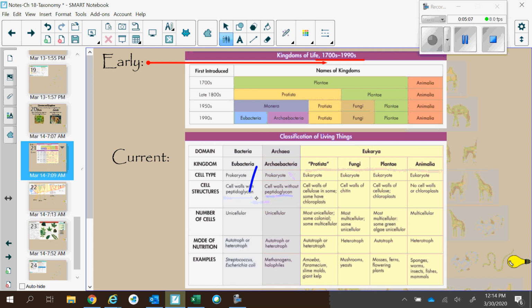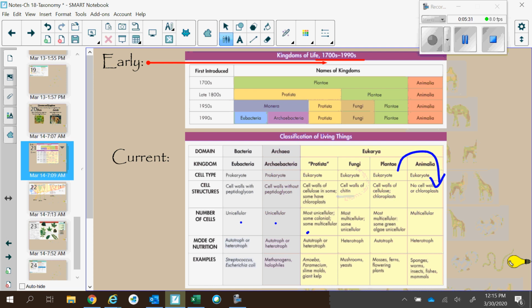Cell structures, what you're going to find in eukaryotes: cellulose is going to be found in plants and some protists. Animals don't have cell walls or chloroplasts. Plants do. Fungi cell walls are made of chitin, and we find that in some animals. Uh-oh, starting to get a little muddy here.